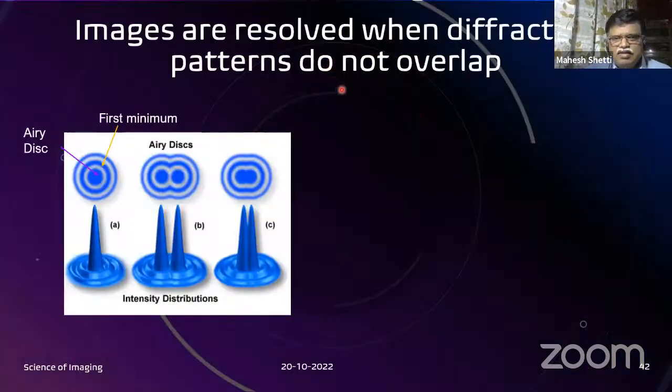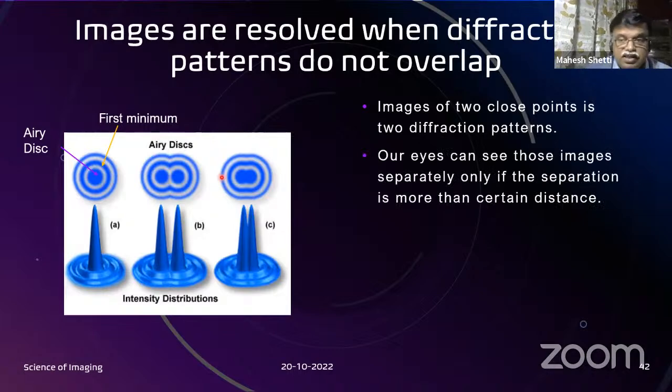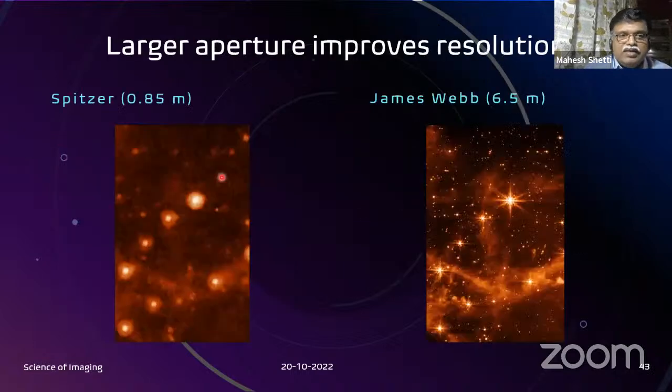We say the images are well resolved when the two Airy disks are separate. When they start overlapping, the images are merged. Now, who decides? The distance between the two objects may be fixed in astronomy, or in reality also. If I can make the Airy disk small, then the two disks will be separated, and in order to make the Airy disk small, I will have to use a larger aperture. So if images are too close, the point is two diffraction patterns, and our eyes will see them separate only if the Airy disk is small. And that's what we see here.